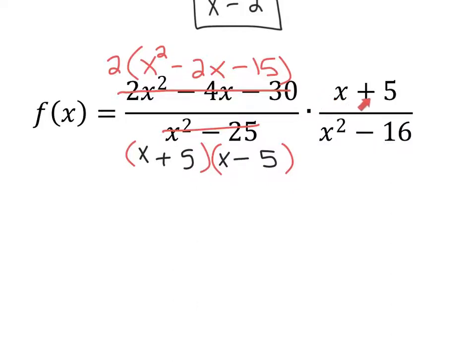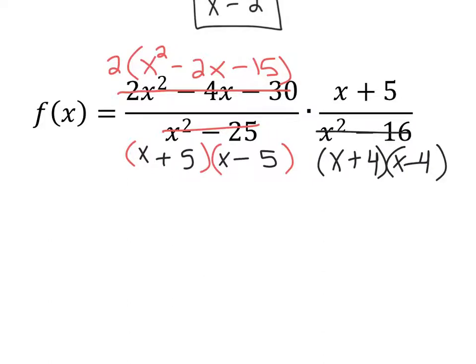My numerator here, nothing can be taken out. I'm going to leave it alone. Down here, what do I have again? I have another difference of squares. If I can take the square root of the first term, take the square root of the second term, and it's a minus sign in between, that means it's a difference of squares. It factors to x and x, because that's the square root of x squared. What's the square root of 16? 4, and it's a sum and a difference.